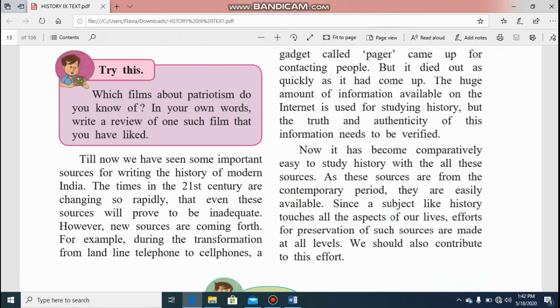With that, we come to the end of this chapter. Girls, please read your text over again, find the answers to the questions at the back of your text, and complete the exercise in your notebook. Thank you.